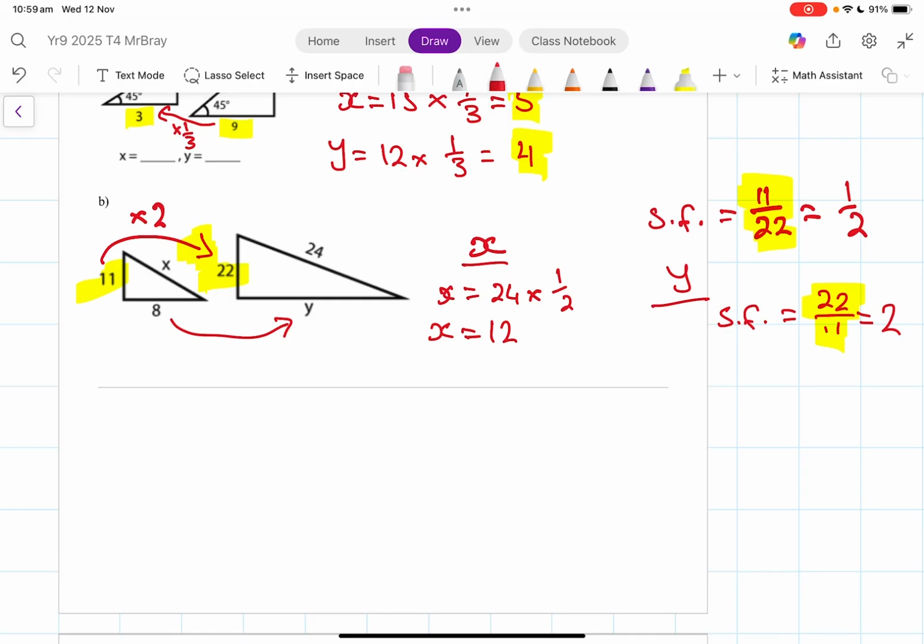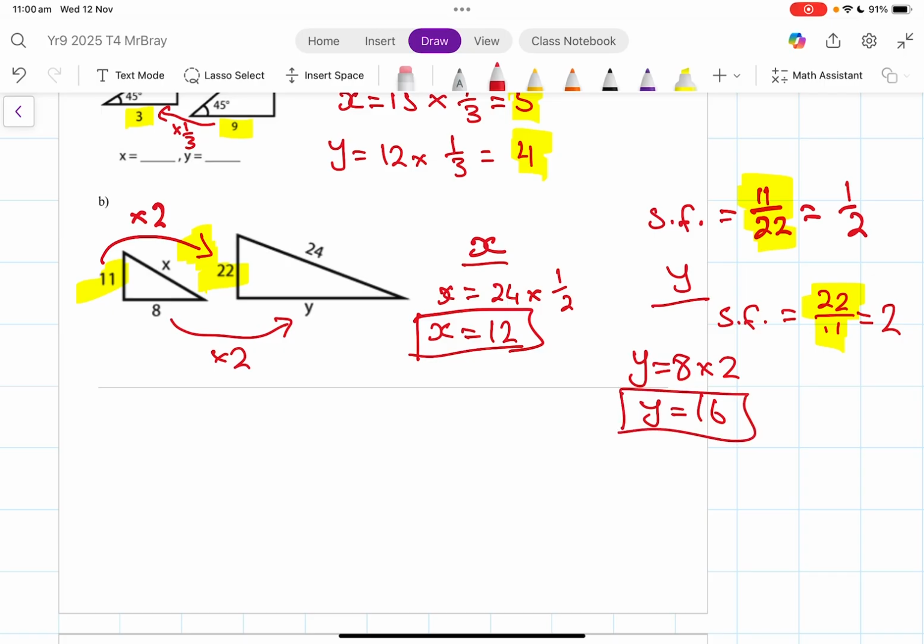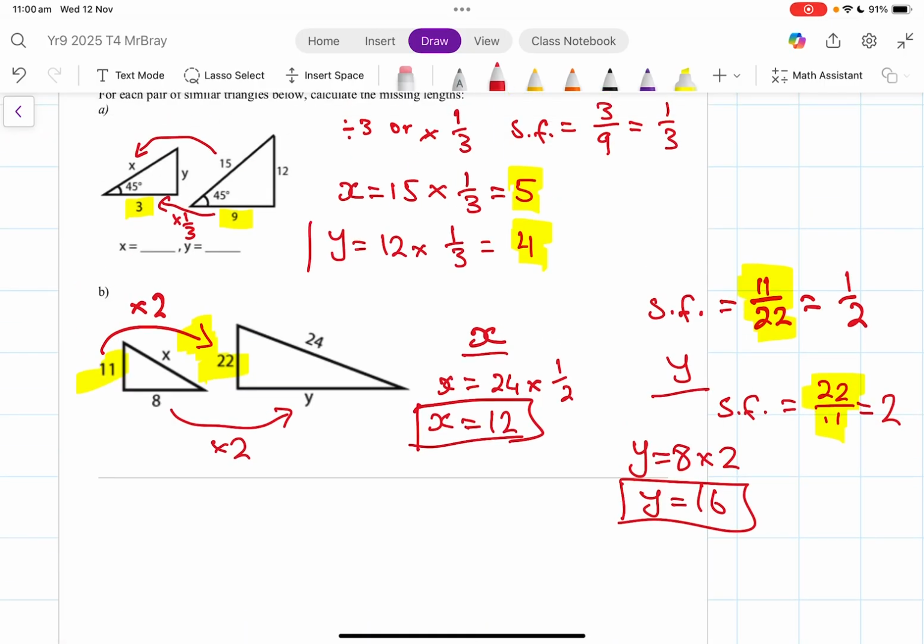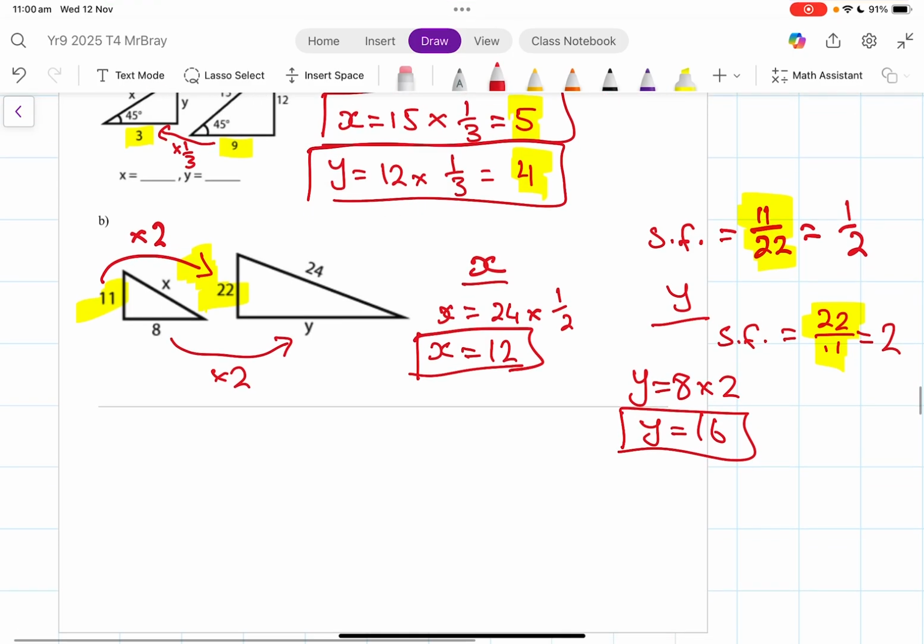So anyway, we're multiplying by 2, which you can see gives us, so for y, it's going to be 8 times 2. So it's going to be 16. So if you got y equals 16, and x equals 12 for this one. Very well done. Okay. And then on the previous one, it was x equals 5, y equals 4.